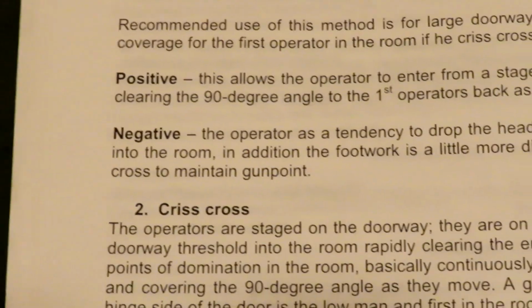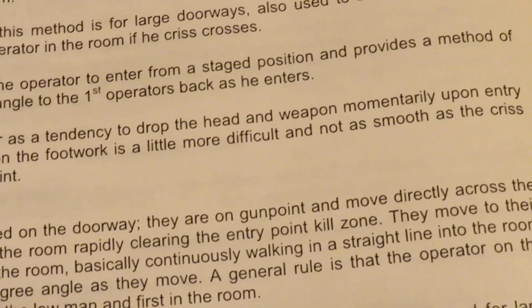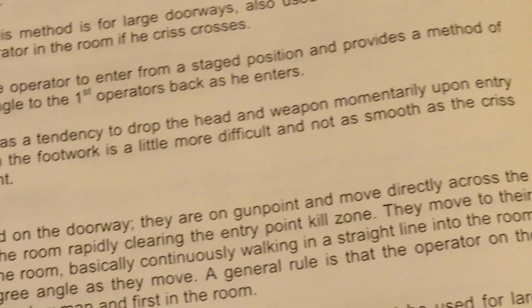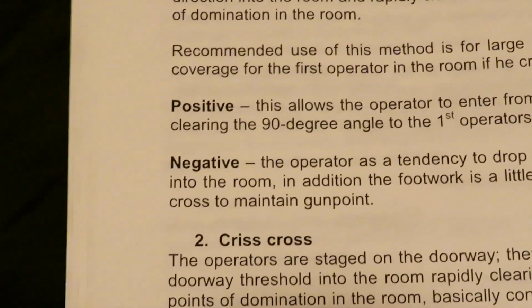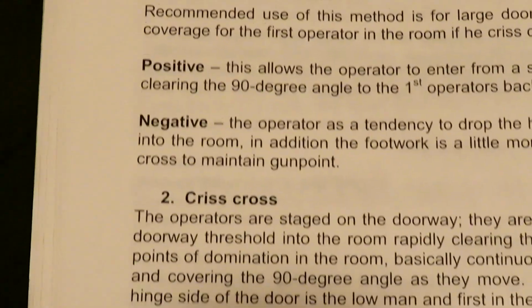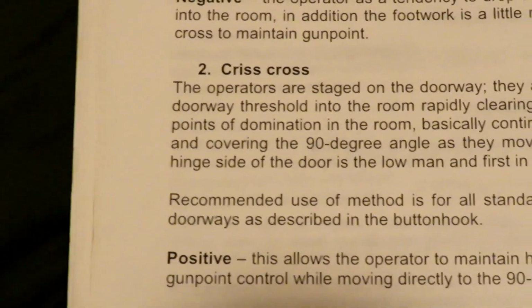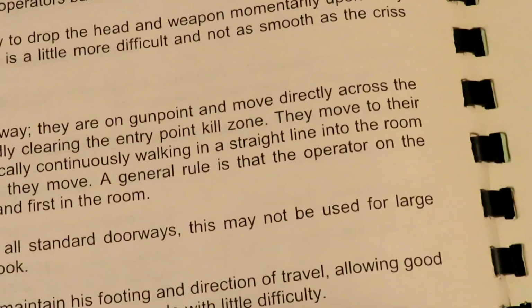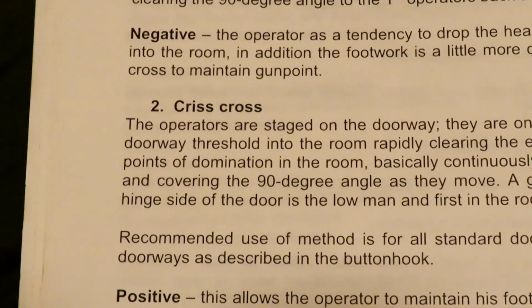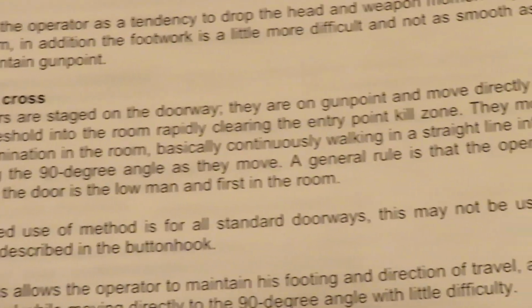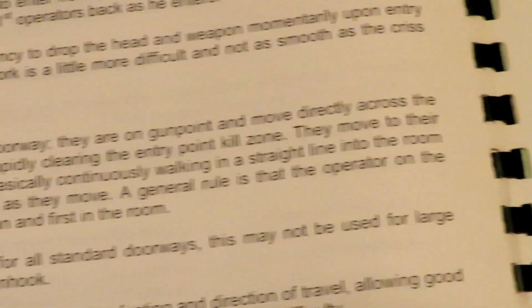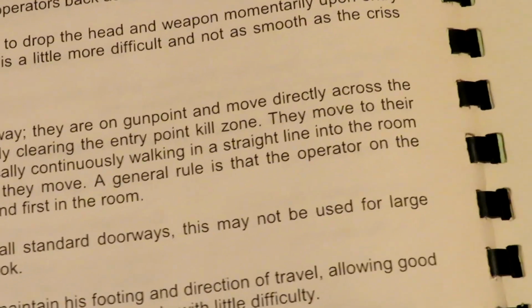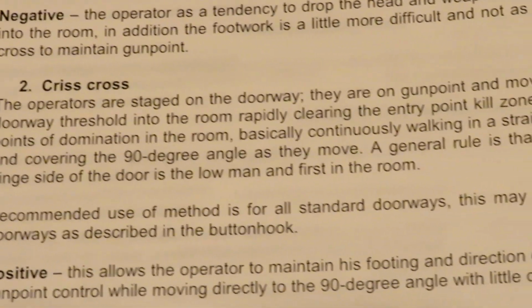The negative: the operator has a tendency to drop the head and weapon momentarily upon entry into the room. In addition, the footwork is a little more difficult and not as smooth as the crisscross to maintain gunpoint. The crisscross: operators are staged on the doorway, on gunpoint, and move directly across the doorway threshold into the room rapidly, clearing the entry point kill zone. They move to their points of domination in the room, basically continuously walking in a straight line into the room and covering a 90-degree angle as they move.